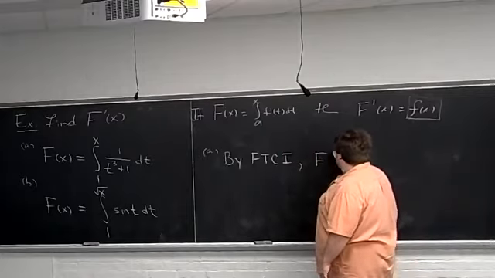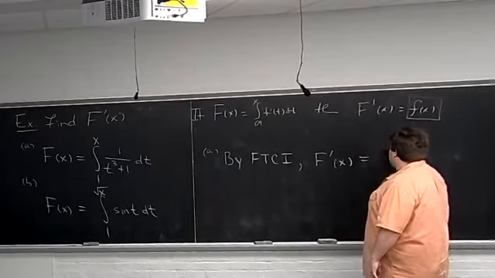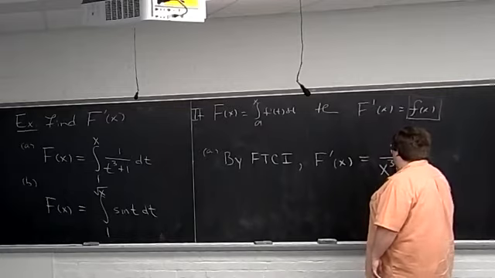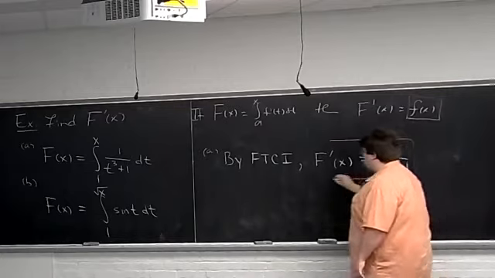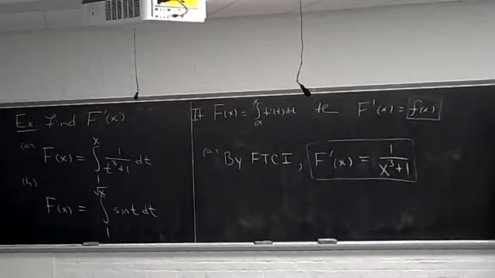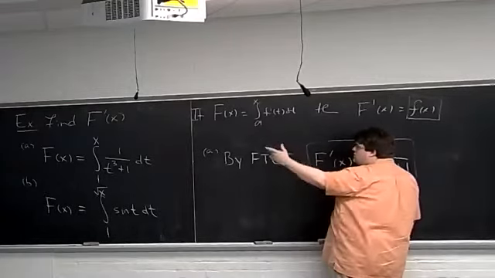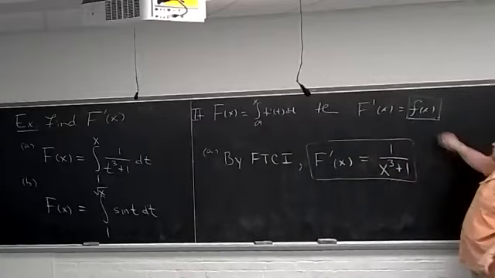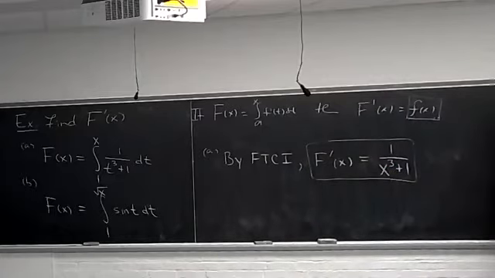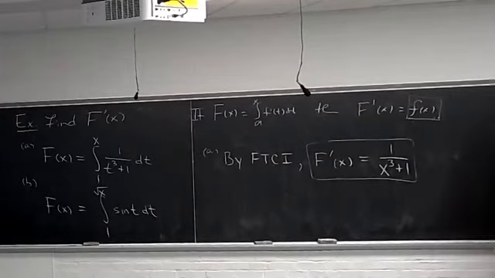So part A, by this statement up here of the fundamental theorem of calculus, capital F prime is 1 over x cubed plus 1. Any questions about that? We are reconsidering the integrand as a function of x. And that's what we did here. Any questions about part 1 or part A?